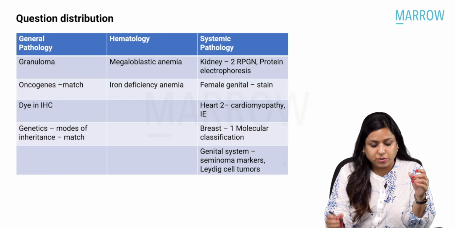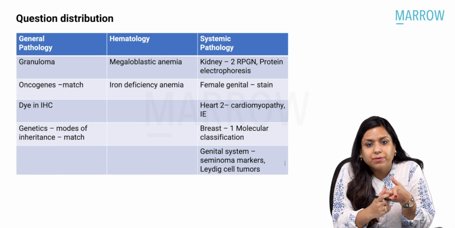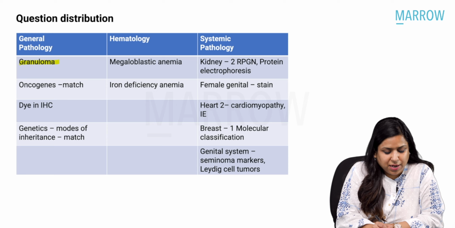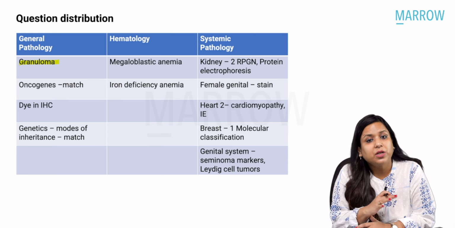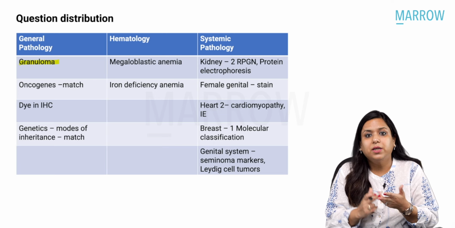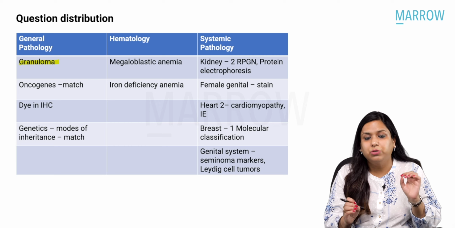Regarding pathology students, if I tell you the question distribution, approximately 20 questions were asked with overlaps. A lot of questions from systemic pathology were there, right? From general pathology, the topic which was asked was granuloma. TB and granuloma is a very, very important topic in all the MCQ exams, whether it is INI-CET or NEET or FMG. Granuloma and TB is one topic which you need to know, right?